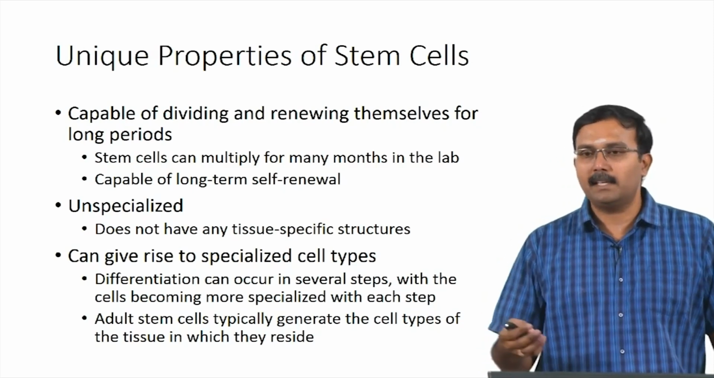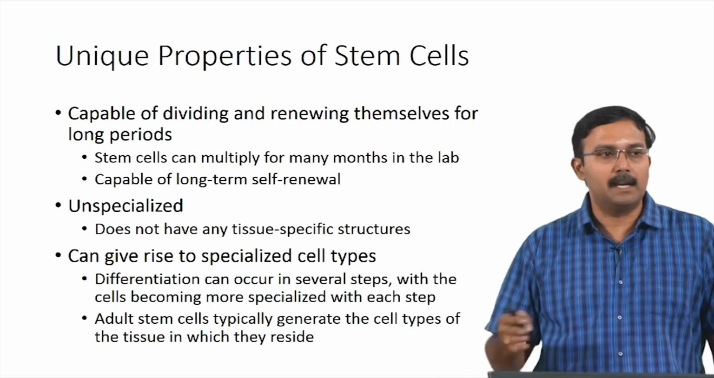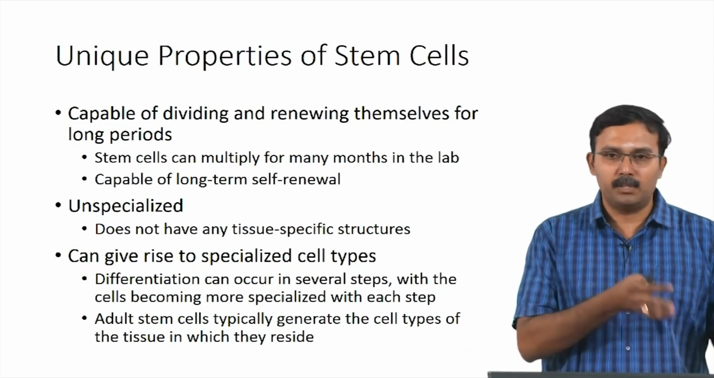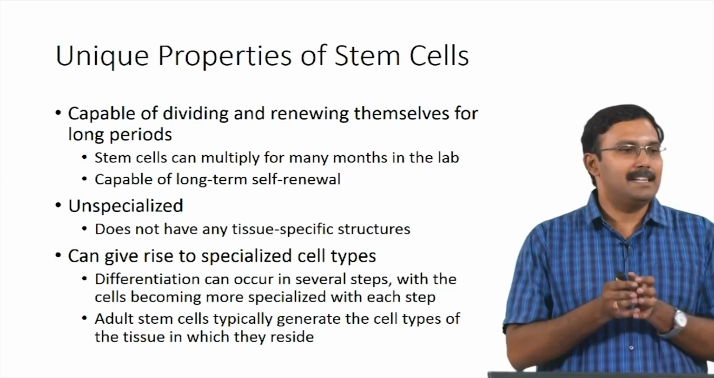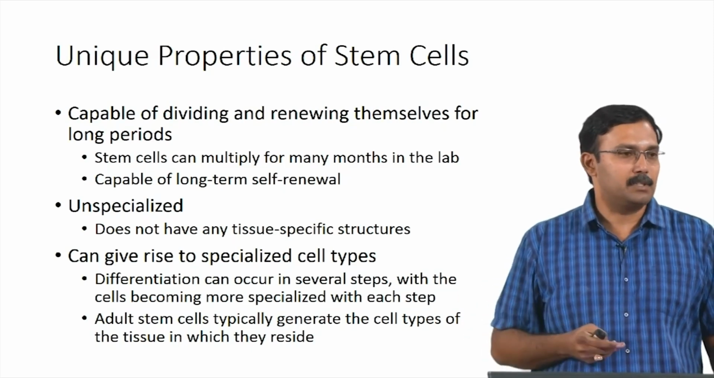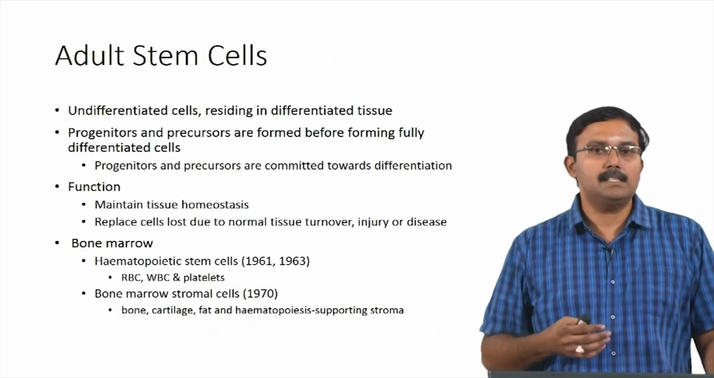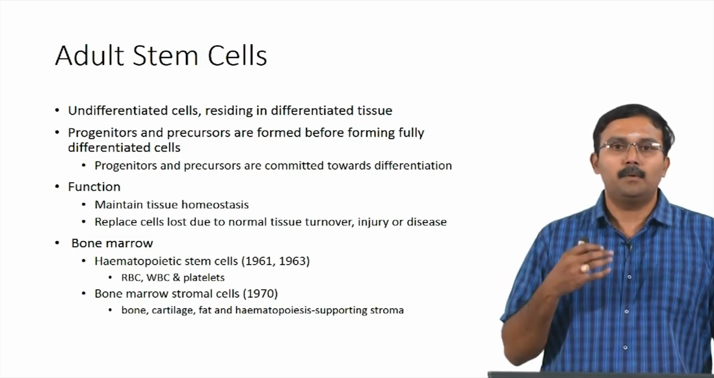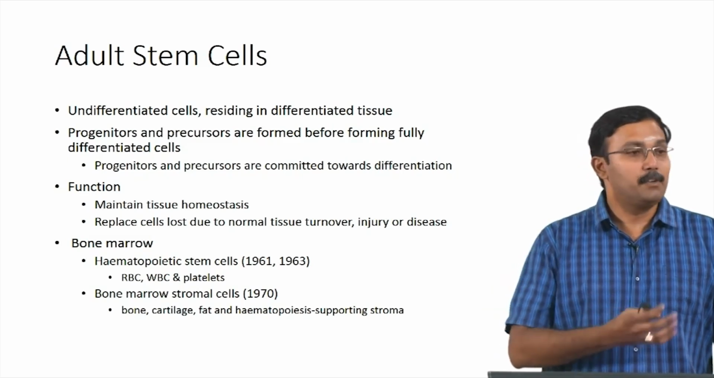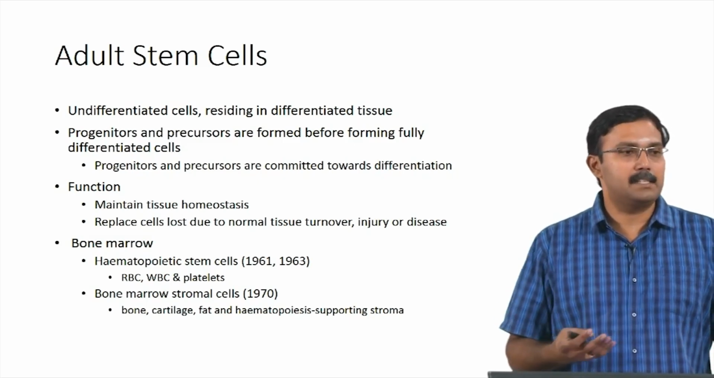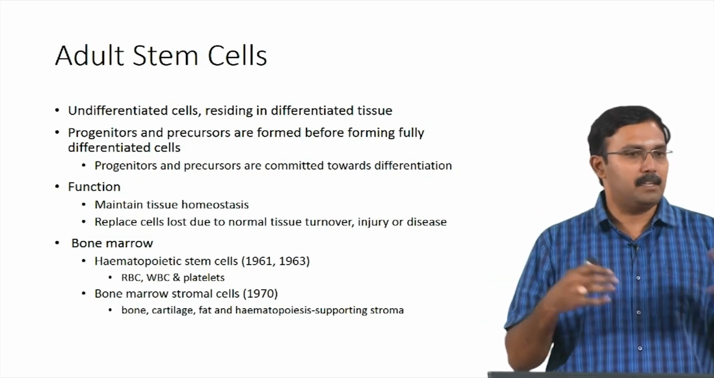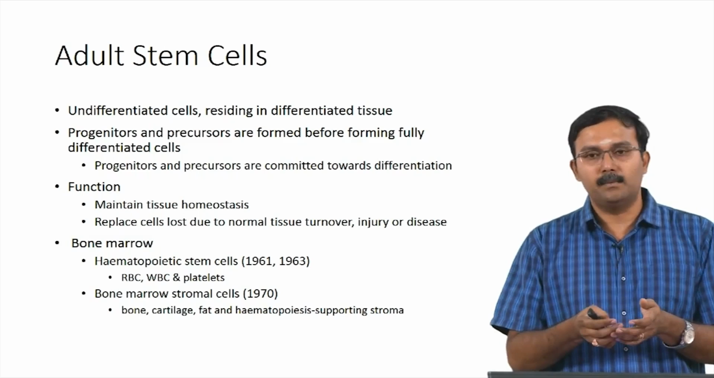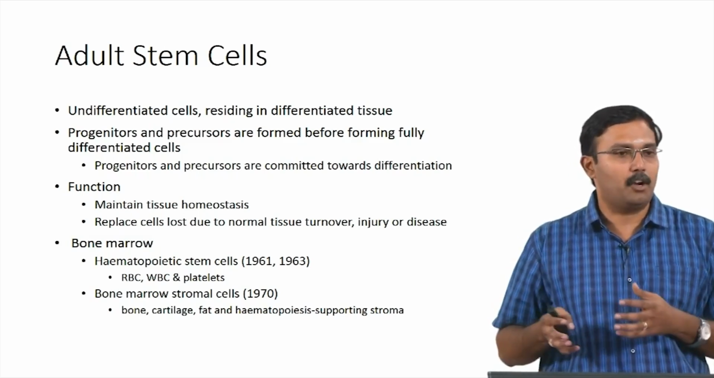So, if you take hematopoietic stem cells, they will form different types of blood cells, right. They can be differentiated into other cell types by forceful differentiation, but in general they can differentiate only to those types of cells. Okay. Adult stem cells are undifferentiated cells which reside in the differentiated tissues. Progenitors and precursors are formed before you get the fully differentiated cells. These are the intermediary steps of the differentiation process. Progenitors are, however, committed to a lineage, whereas the stem cells are not. So, that is the difference.